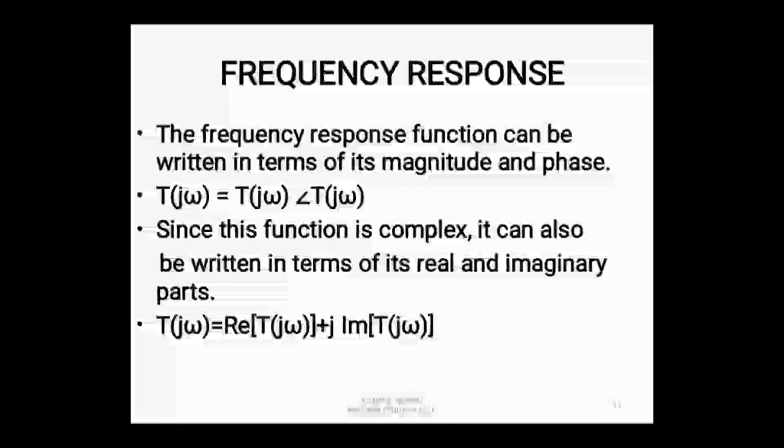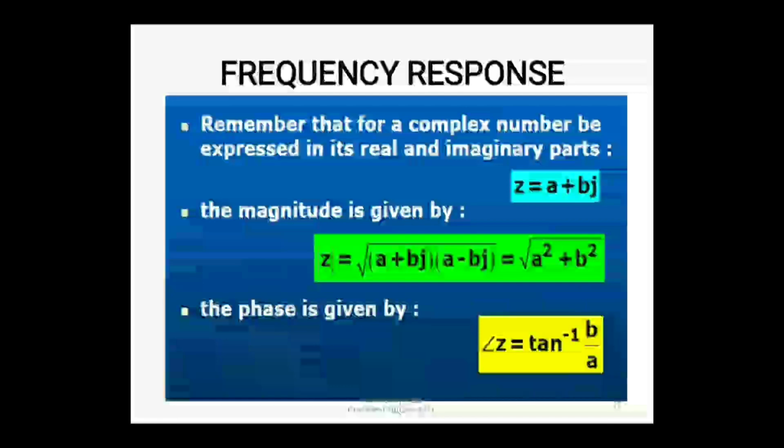The frequency response function can be written in terms of magnitude and phase. So, the transfer function T(j omega) is equal to magnitude of T(j omega) into phase angle of T(j omega). Since this function is complex, it can also be written in terms of real and imaginary parts. So, T(j omega) is equal to the real part of T(j omega) plus j into the imaginary part of T(j omega). Remember that any complex number can be represented in real and imaginary parts, that is, z is equal to a plus jb.